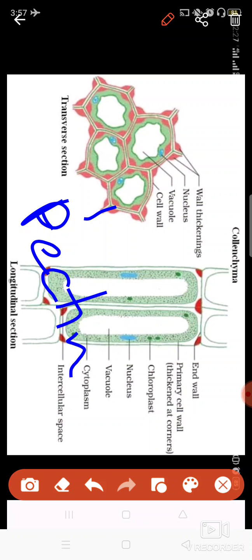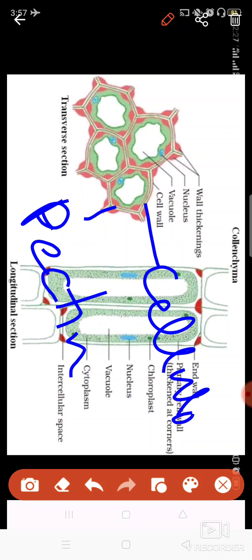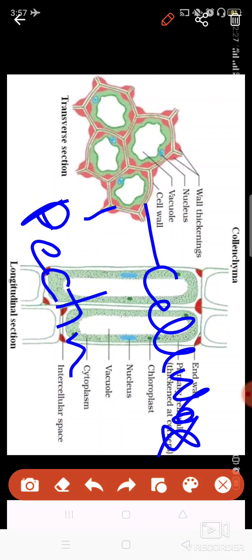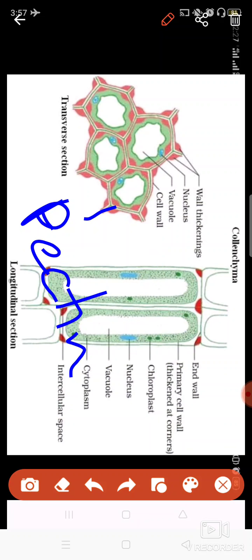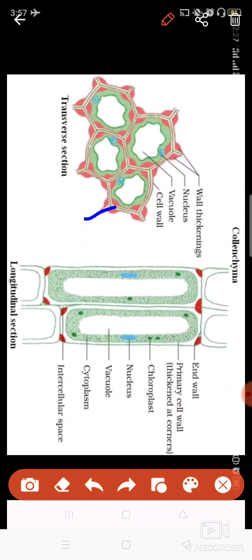Other than that, the cell wall is made up of cellulose. So the cell wall has two layers, primary and secondary layers. Secondary deposition is due to the pectin, and that is the reason they do not have intercellular space, and these cells are living cells. So the function is to support the plant.